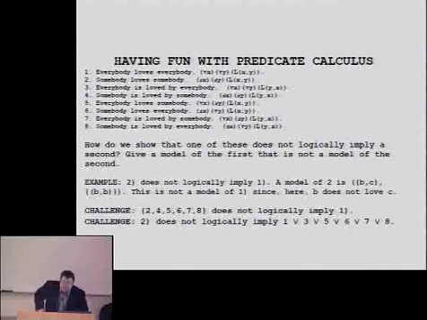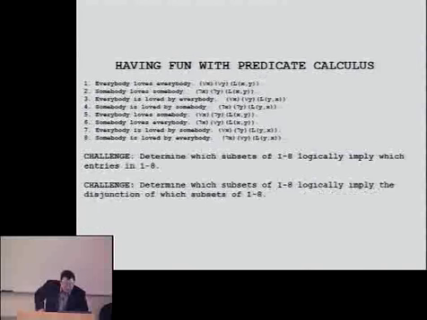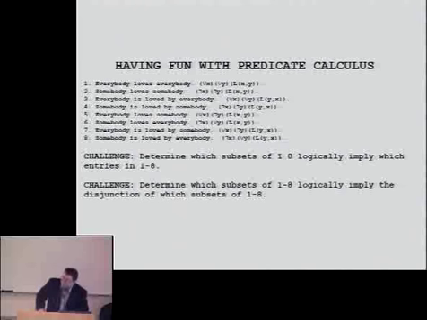Now we're going to have yet more fun. The second to last slide. Determine which subsets of 1 through 8 logically imply which entries in 1 through 8. Okay, we're starting to get to some serious challenges here. Determine which subsets of 1 through 8 logically imply the disjunction of which subsets of 1 through 8. In other words, get a complete understanding of the logical relationships between all 8 of these statements. Okay? All right, there you are.